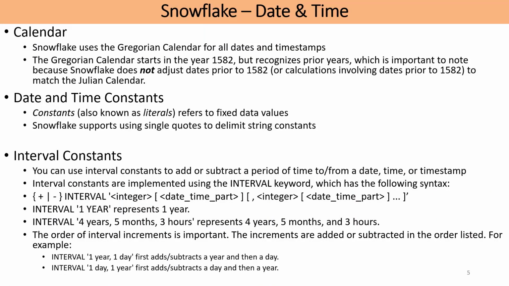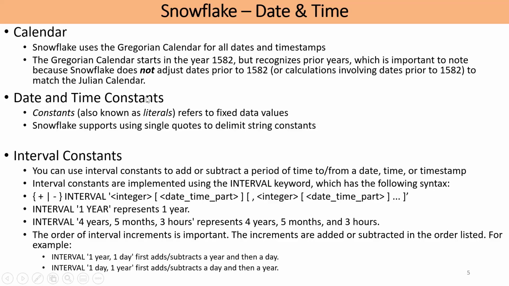And Snowflake uses the Gregorian calendar. That means the starting year is 1582, and from there it calculates the calendar. We don't use 1582, right? Snowflake does not adjust dates prior to 1582. For calculations involving dates prior to 1582 to match the Julian calendar, there are two, Gregorian and Julian. Snowflake uses the Gregorian calendar.